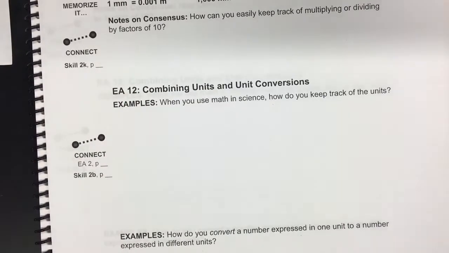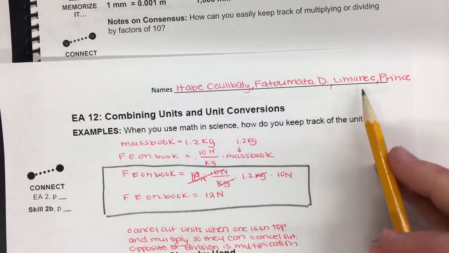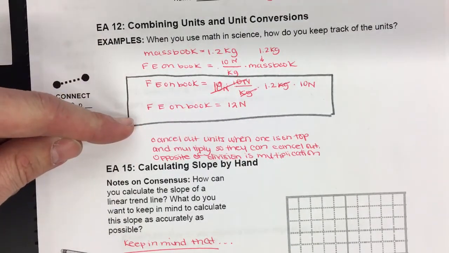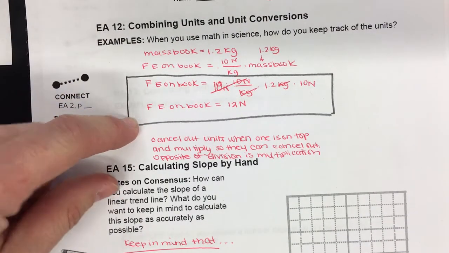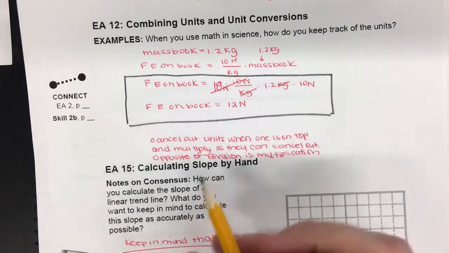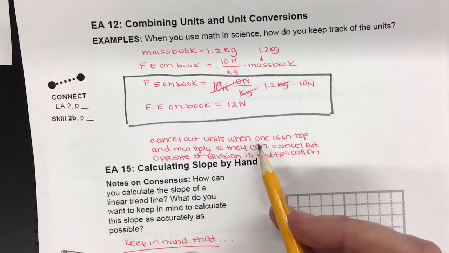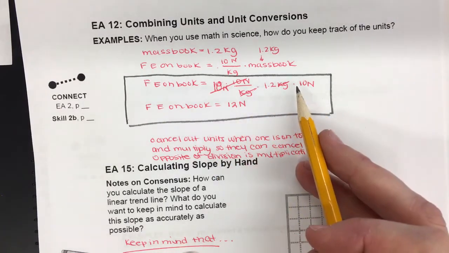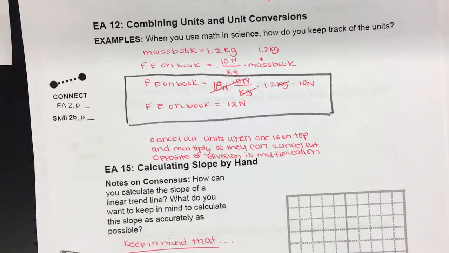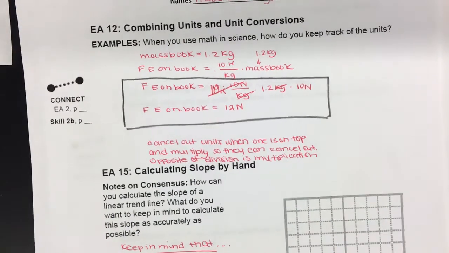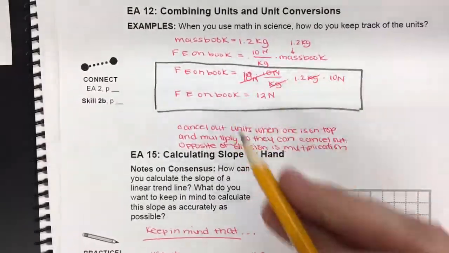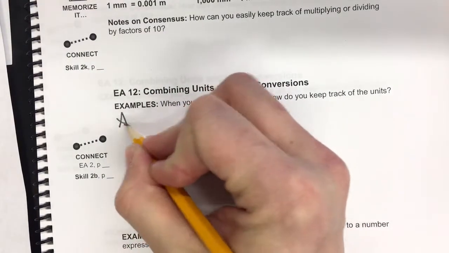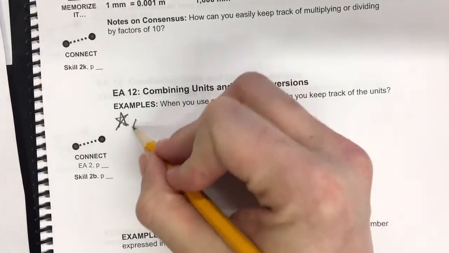First thing we're going to write comes from Hobby and Fatoumata and Limeri and Prince. They made this awesome suggestion that we used back when we were making calculations that had units. And their idea is basically to cancel out units when one is on the top and one is on the bottom when you multiply, just like if it was an X or something like that. So we're going to use this example that they wrote here back from our forces unit. We're going to first just make a note to ourselves about what they're doing.